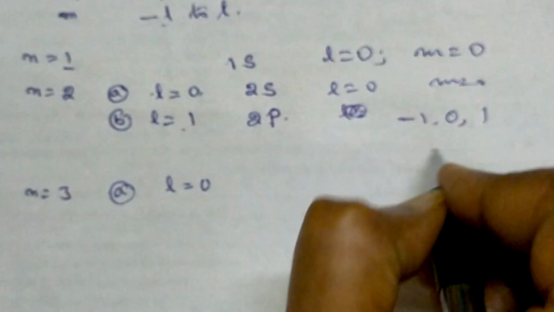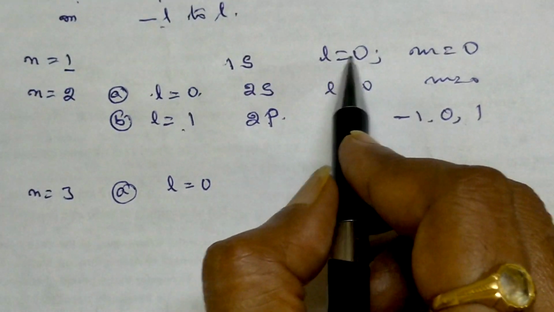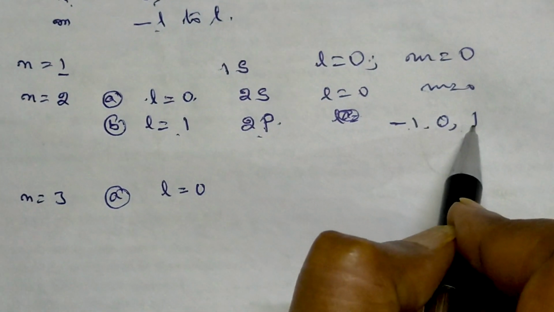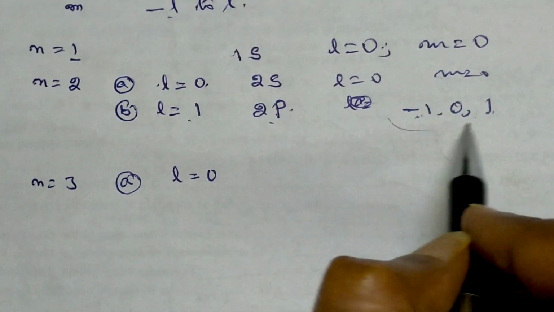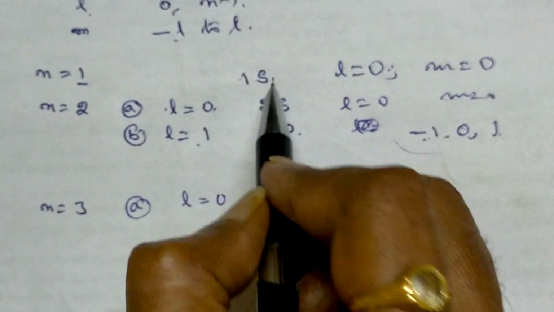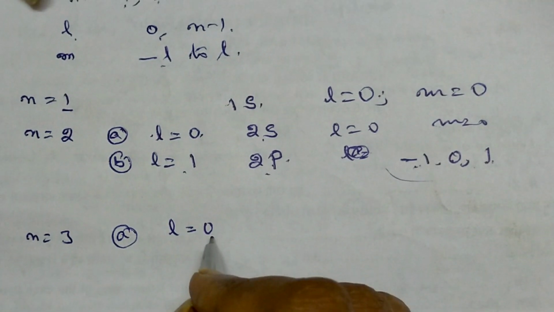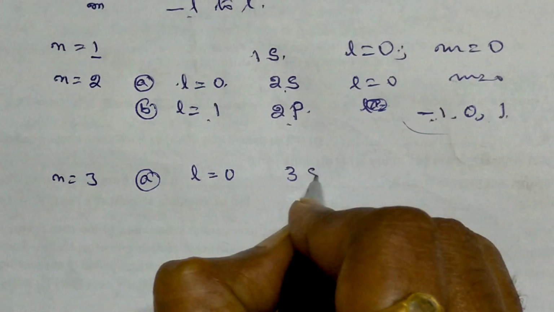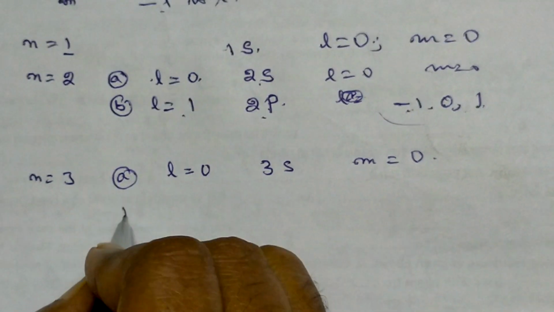These are the m values. That means in the s subshell there are no further subshells. In the p, there are 3 subshells. Remember, minus 1, 0, 1. So these are the subshells. In 2s there is one, and in 2p there are 3. l equal to 0 is one case, that means this is 3s. In this case, l equal to 0 means m equal to 0.